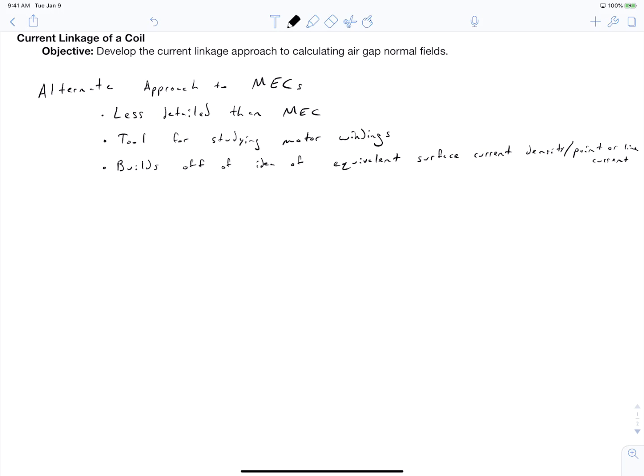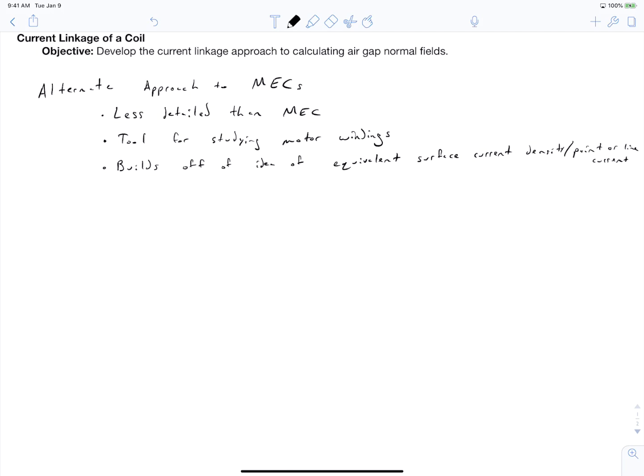And this approach is less detailed than magnetic equivalent circuits. You're in fact only worried about the radial component of your fields. You're not concerned with tangential components. And you're assuming that your back iron of your steel has infinite permeability. So whereas the magnetic equivalent circuits allowed us to place flux tubes and reluctance elements with finite permeabilities, this approach only takes into account the permeability of the air gap.